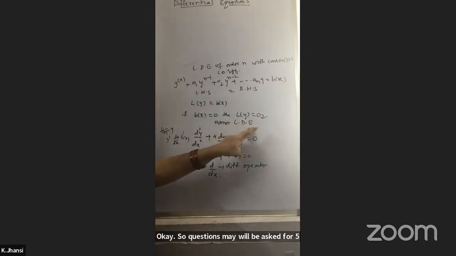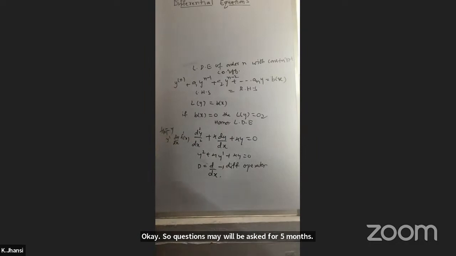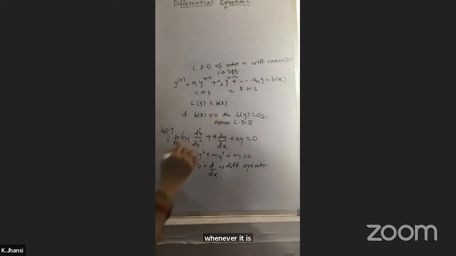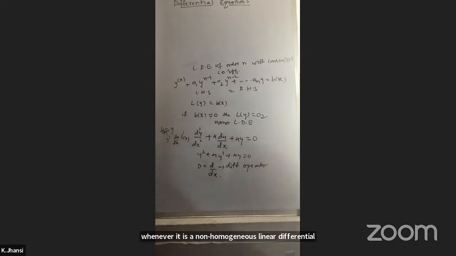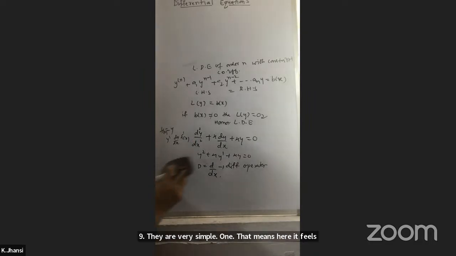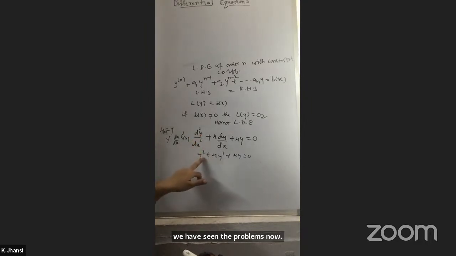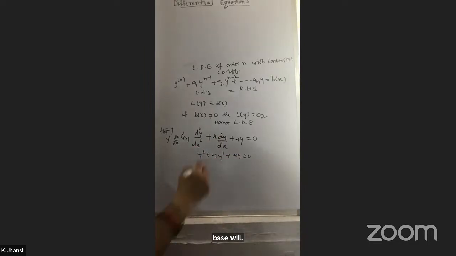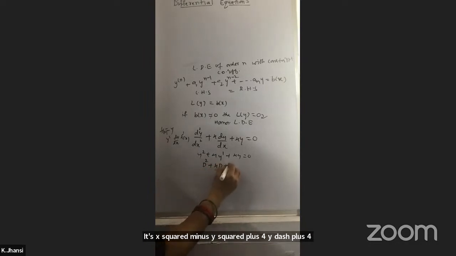Questions will be asked for 5 marks on homogeneous linear differential equations. Whenever it is a non-homogeneous linear differential equation, it means this b of x is not equal to 0, some value will be there. The problems in unit 9 are very simple. If you write the earlier one in the y form, d square y by dx square means y double dash plus 4y dash plus 4y equals 0. Or if you write it with the differential operator, D square plus 4D plus 4 into y equals 0.